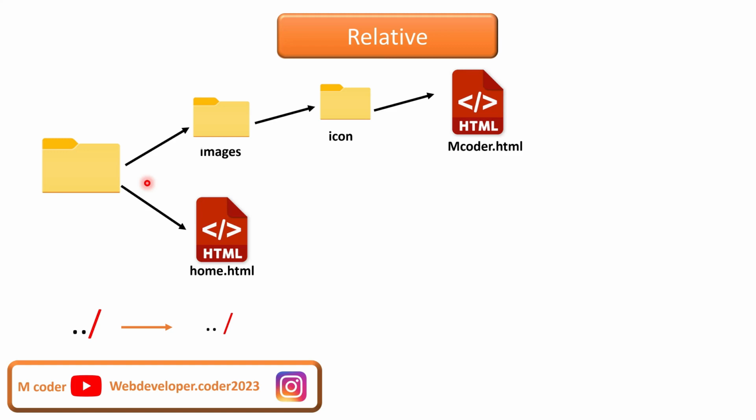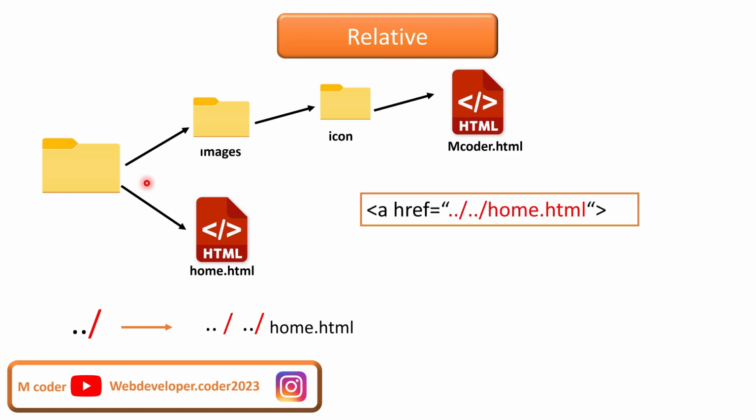That is, we write double dots slash, which takes us from the icon folder back to the images folder. And once more, double dots slash, we go back and reach the main folder. Now we say go into the home file. That is, our address is written like this.